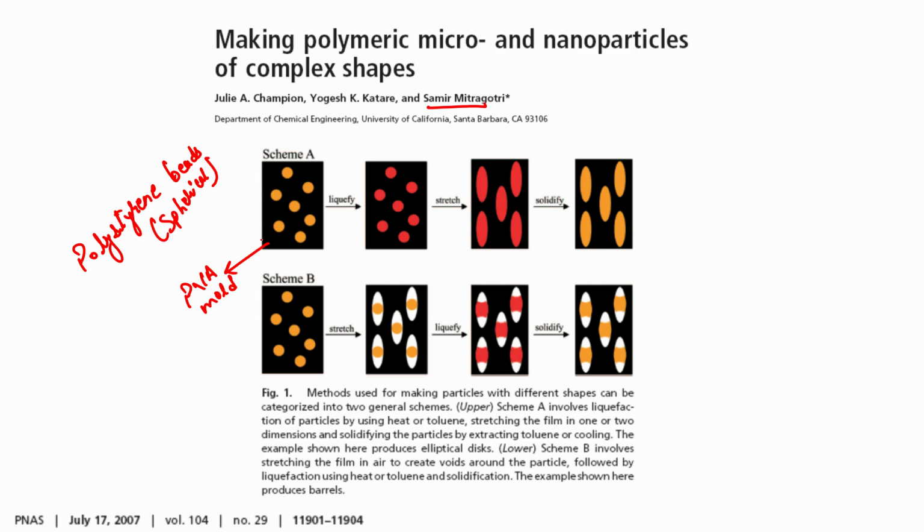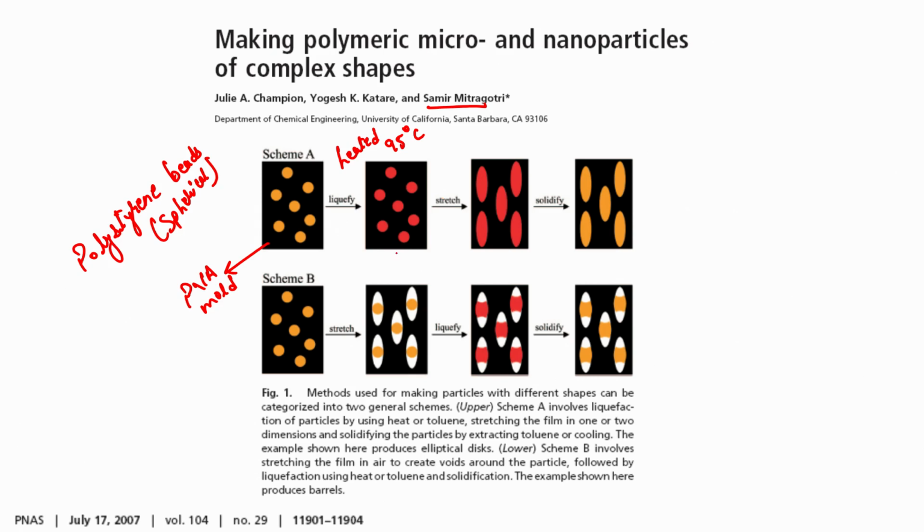And then what they have done is they have heated it above the melting temperature of the polystyrene. So, if you heat polystyrene up to, let us say, 95 degrees Celsius, it will start to melt. So, now what you have is a PVA mold, and in that PVA mold there are cavities which contain polystyrene in liquid form.